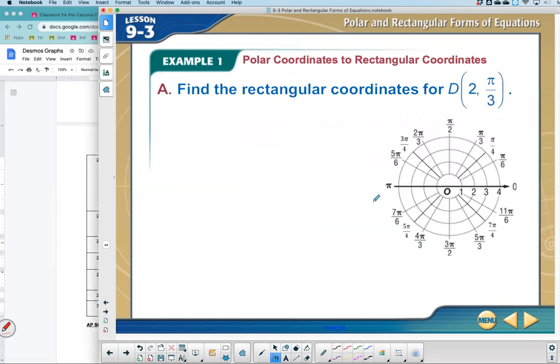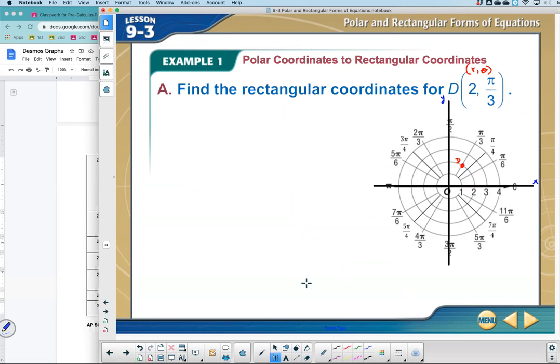It says find the rectangular coordinates for point D, which is 2 comma pi over 3. As a reminder, if you're given an angle here, we are in polar form. So this means go to the second circle up at pi over 3, which would be this point right there. We label that as point D, and we want to find this in terms of x and y. Visually, if this were a y-axis and this were an x-axis, what point would that be in terms of x and y?